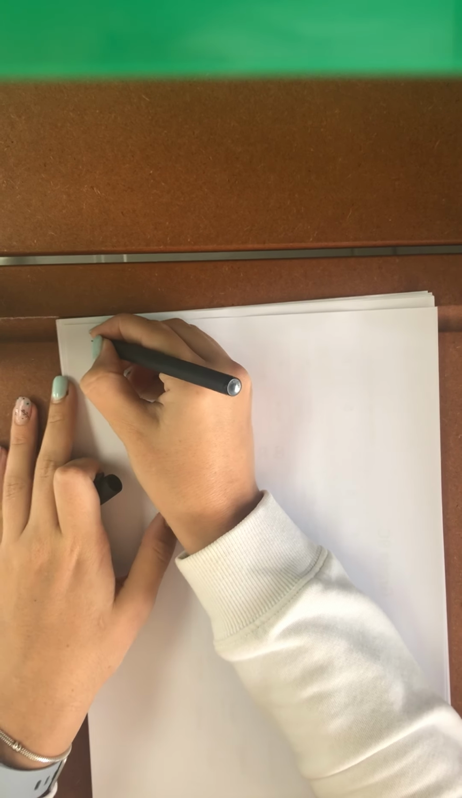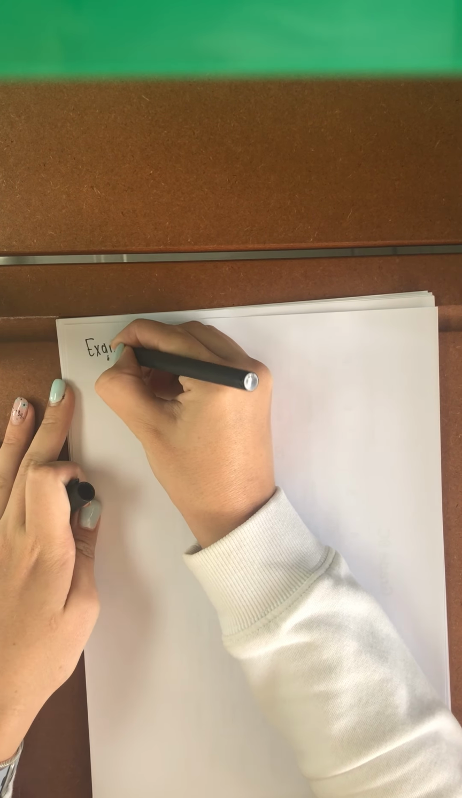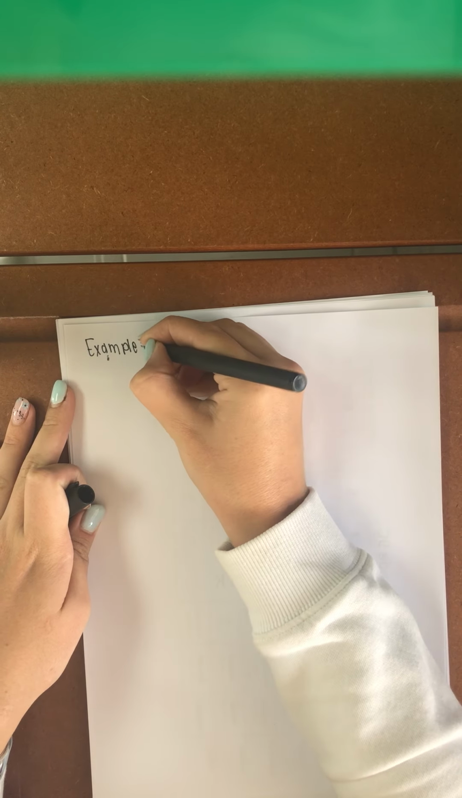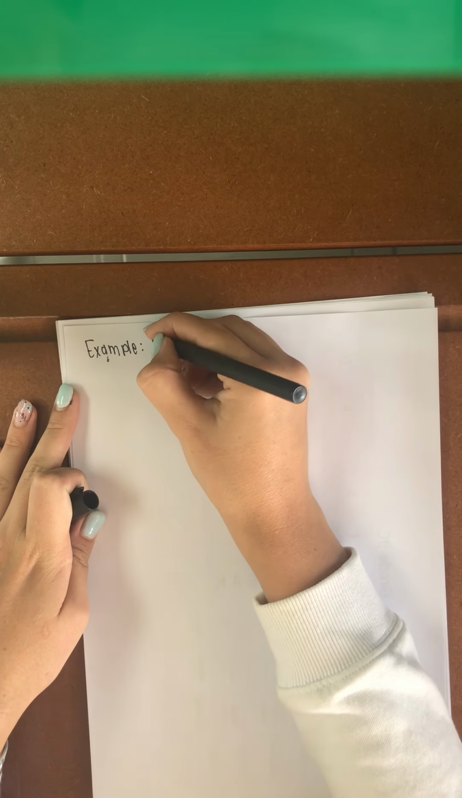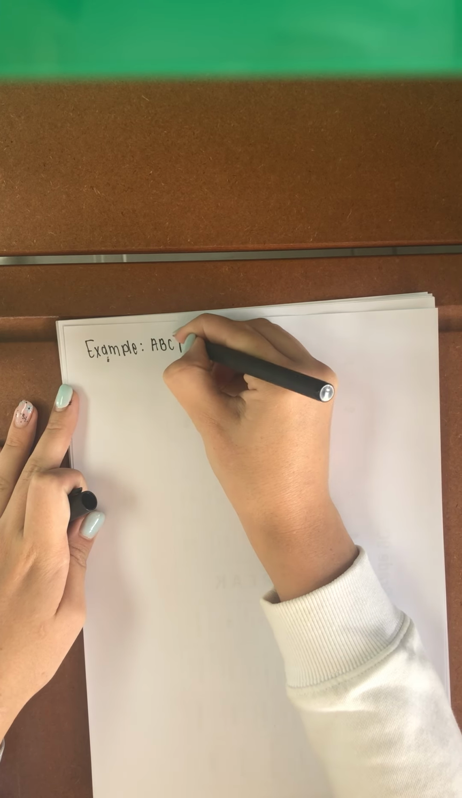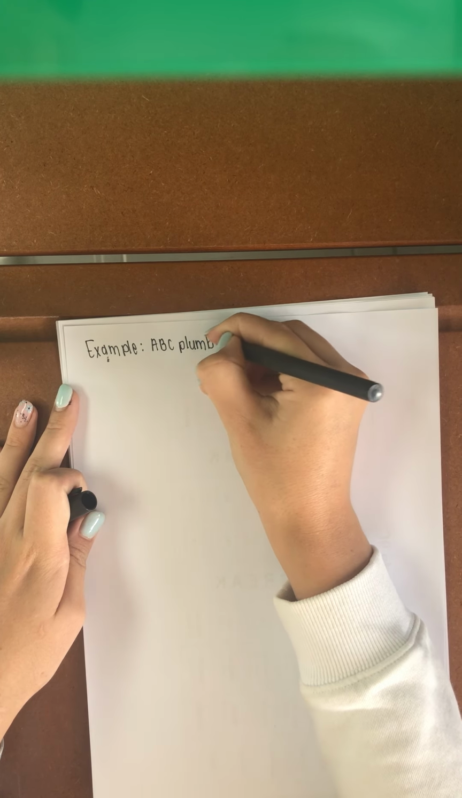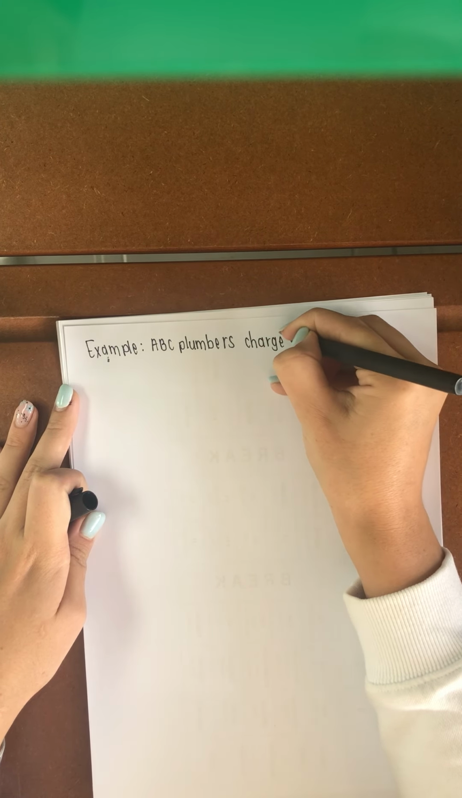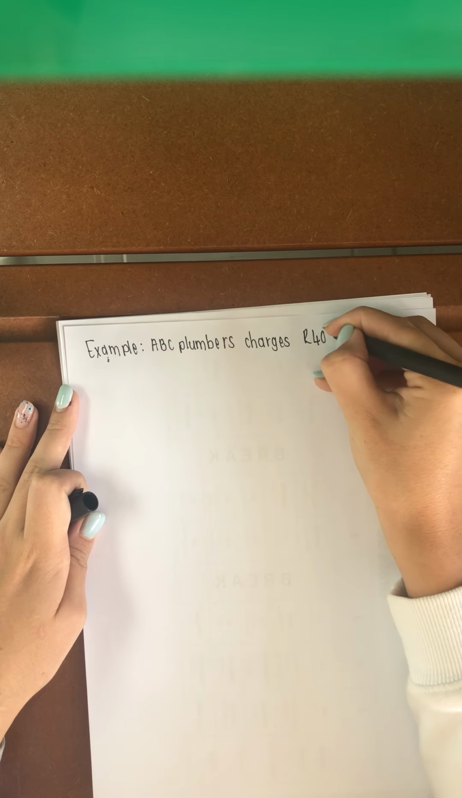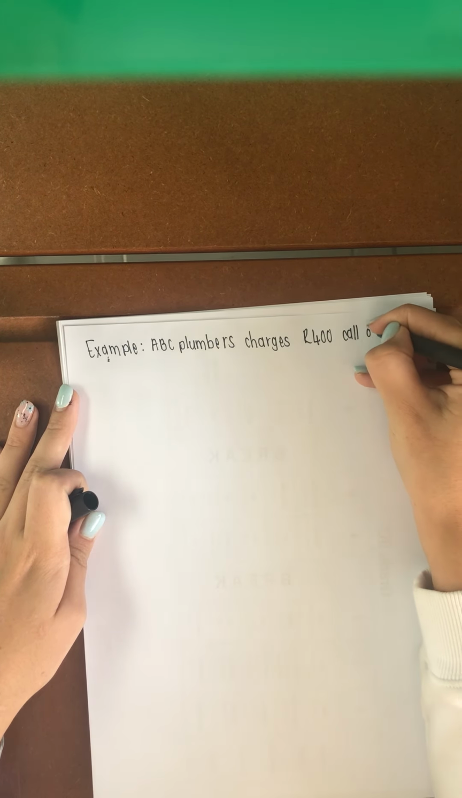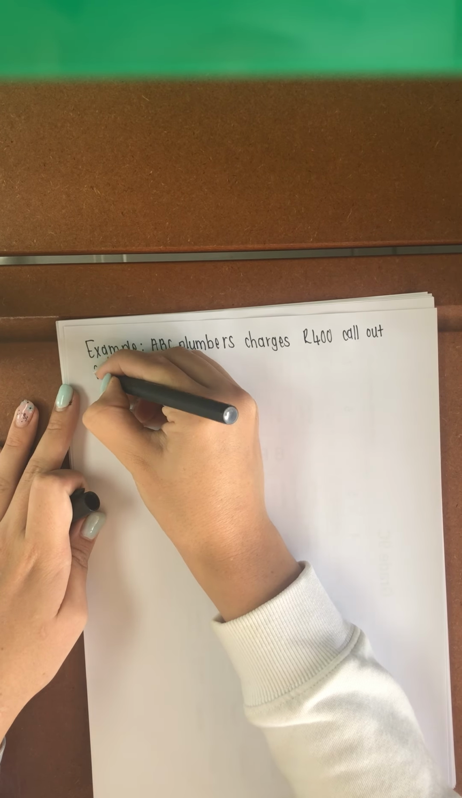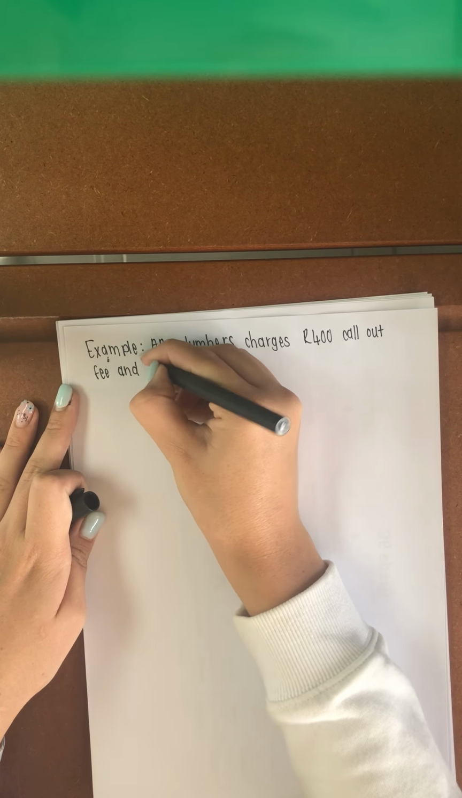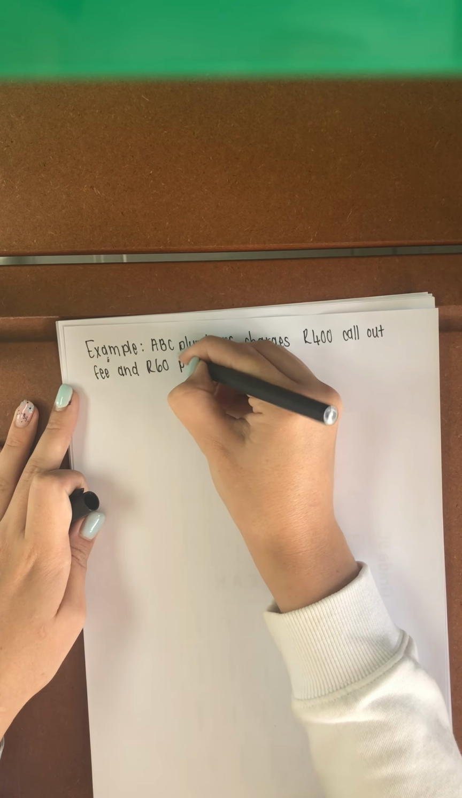Feel free to pause it whenever you want to. Okay, so this example is on page 120 in your books, and it says ABC Plumbers charges 400 Rand call out fee and 60 Rand per hour.